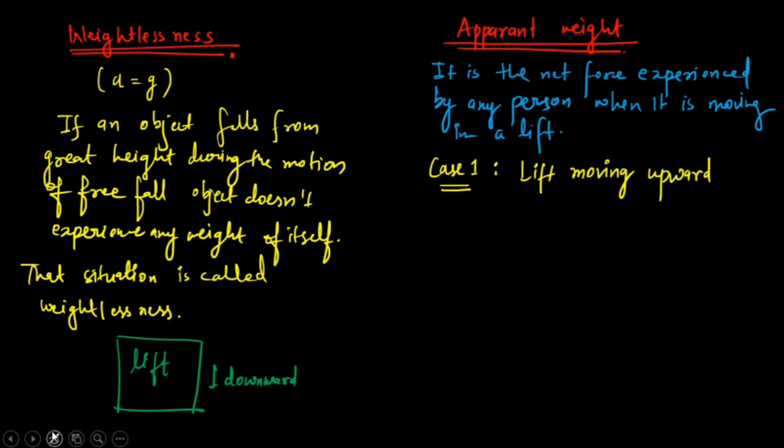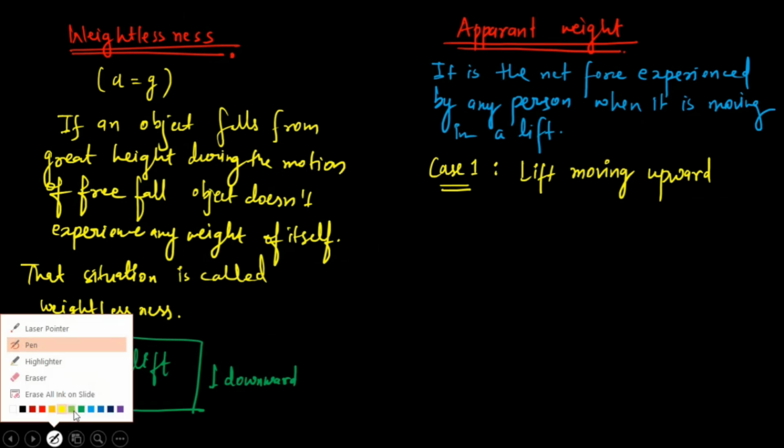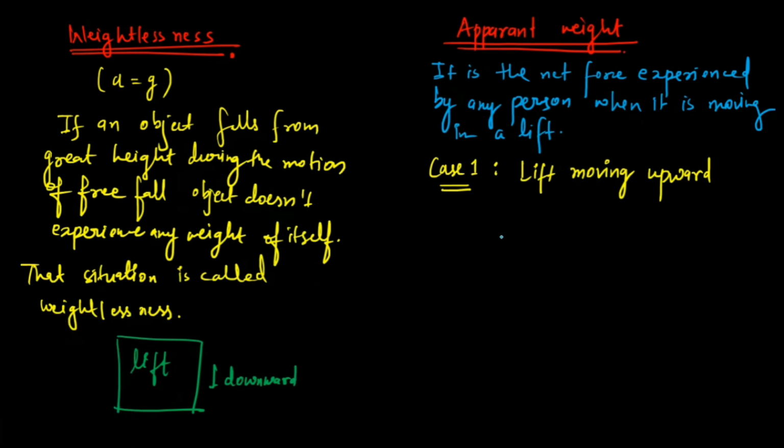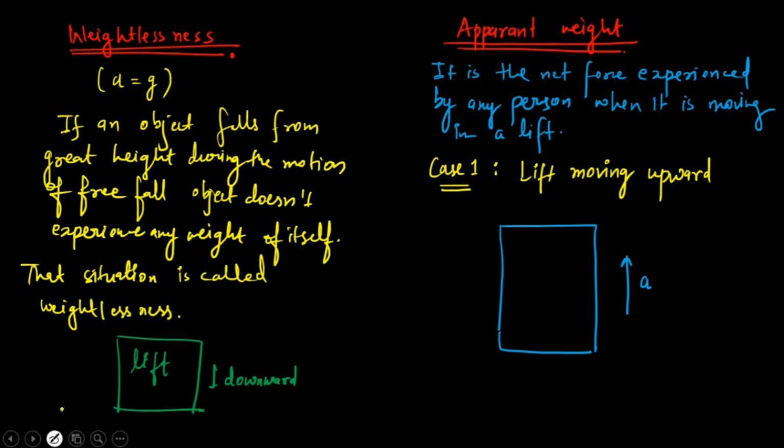Always make sure that you remember what we just studied. So there is a lift, and this lift is going upward with some acceleration. That is what I can assume. Now there is a person standing on a weighing scale. This weighing scale is kept on the floor of the lift.